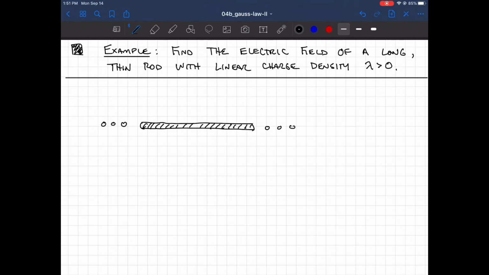And now I want to find the electric field due to the rod, but as we know, we need to make some qualitative arguments first.